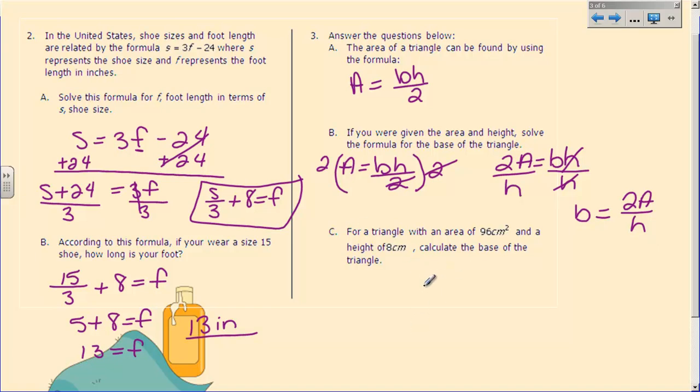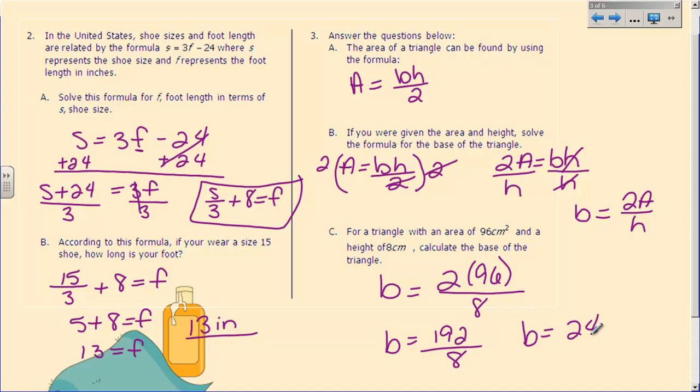So part C says, for a triangle with an area of 96 centimeters squared and a height of 8 centimeters, calculate the base. Well, I've already manipulated my formula. So I have 2 times the area, which is 96, divided by the height, which is 8. And 2 times 96 is going to be 192 divided by 8 is 24. So the base of my triangle is 24 centimeters. And it is very important to be able to manipulate formulas this way. Let's do another one.